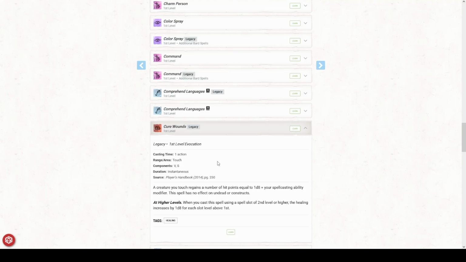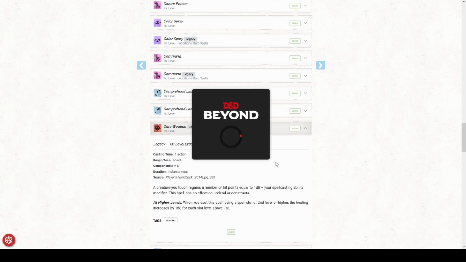It's got a range of touch. That means you have to physically touch whatever you want to cast this on for it to work. This spell is instantaneous. That means it doesn't have a prolonged effect. A creature you touch regains a number of hit points equal to 1d8 plus your spellcasting ability modifier. This is important. Multiple classes get this spell, and it's determined by whatever spellcaster you cast it from. So if you have Cure Wounds on a cleric, or as a cleric bard, where you cast your Cure Wounds from matters, because sometimes it'll be wisdom, sometimes it'll be charisma. So we're gonna pick that up.